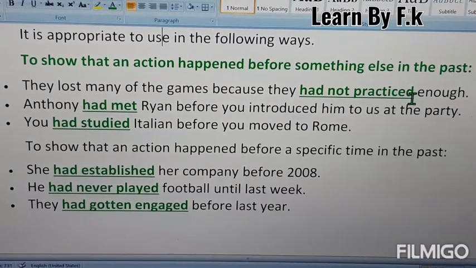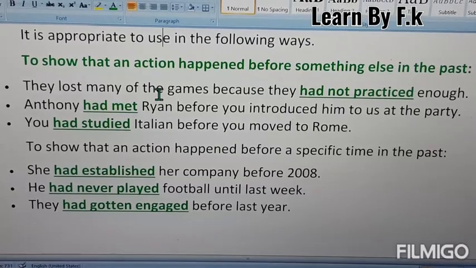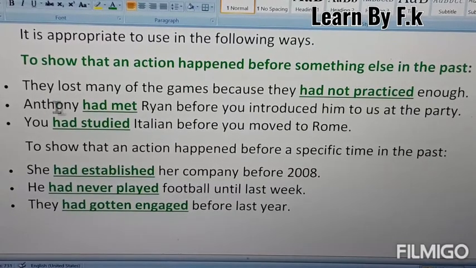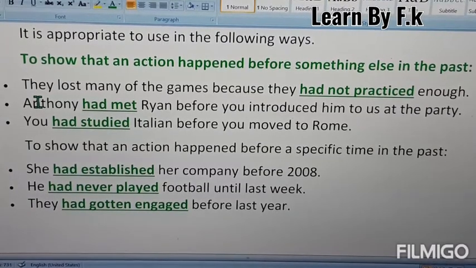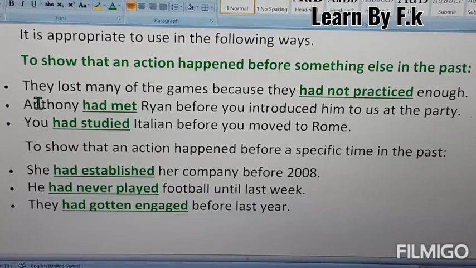If they practiced, what would happen? They would not lose any game. But in this case, the first activity is that they had not practiced enough. That's why they lost many games. Anthony had met Ryan before you introduced him to us at the party. So the first older activity is Anthony had met Ryan. After that, you introduced him to us at the party.